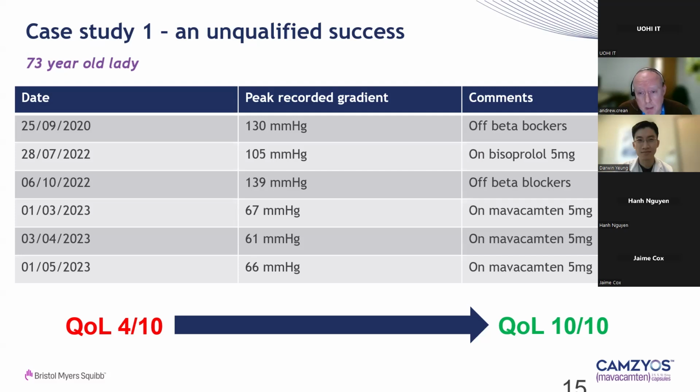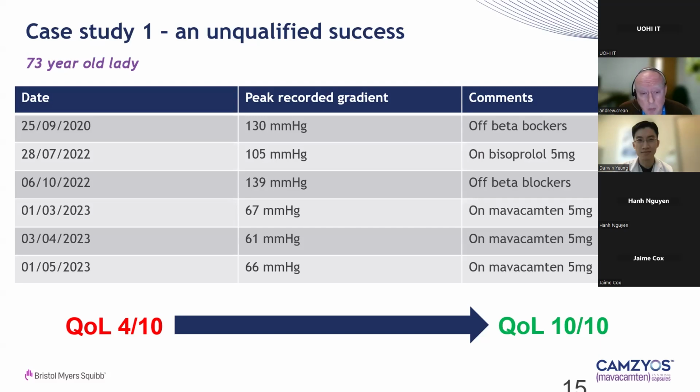But in her case, she came off bisoprolol, and then we started mavacamten in March. Actually, we started in February, I think. And by the beginning of March, you can see that her gradient has halved. And then over the next couple of months it remains pretty stable at around the same level. And importantly, what that meant is that her self-reported quality of life went from 4 out of 10 to what she described as being 10 out of 10.